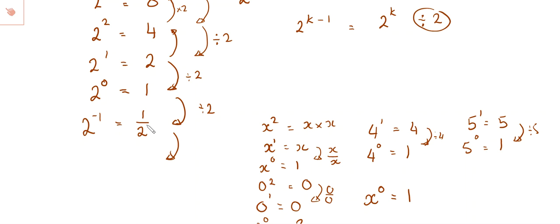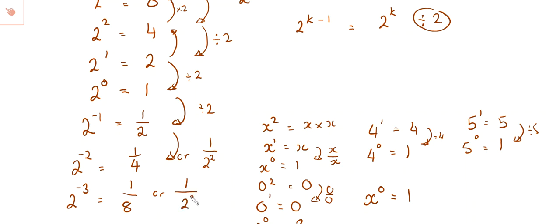Exactly. As Haley just pointed out, the pattern is easier to see. If I do 2 to the power of negative 2, it's a half divided by 2. So what's a half of a half? 1/4. Or 1 over 2 squared. 2 to the power of negative 3 is 1 divided by 8, or 1 divided by 2 cubed.